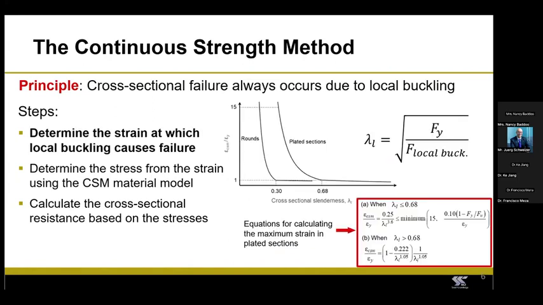So the first thing you have to do when using the CSM is calculate the maximum strain the cross-section can resist before failing due to local buckling. To do this, you have to calculate the slenderness of the cross-section, and then you use the base curves that you can see in this slide to calculate the maximum strain the cross-section can resist. Now, these curves are presented as equations in the stainless steel design codes, and they were derived based on tests on beams and columns with different cross-sectional slenderness.